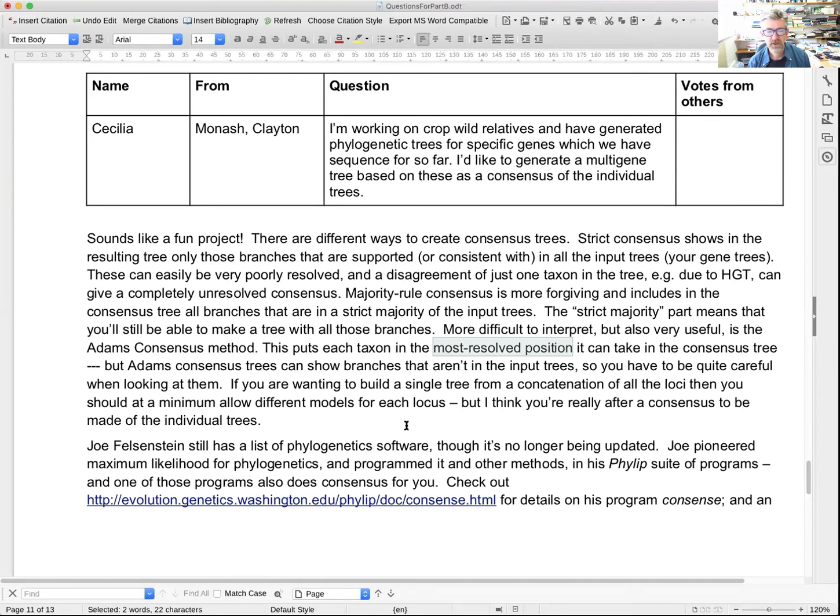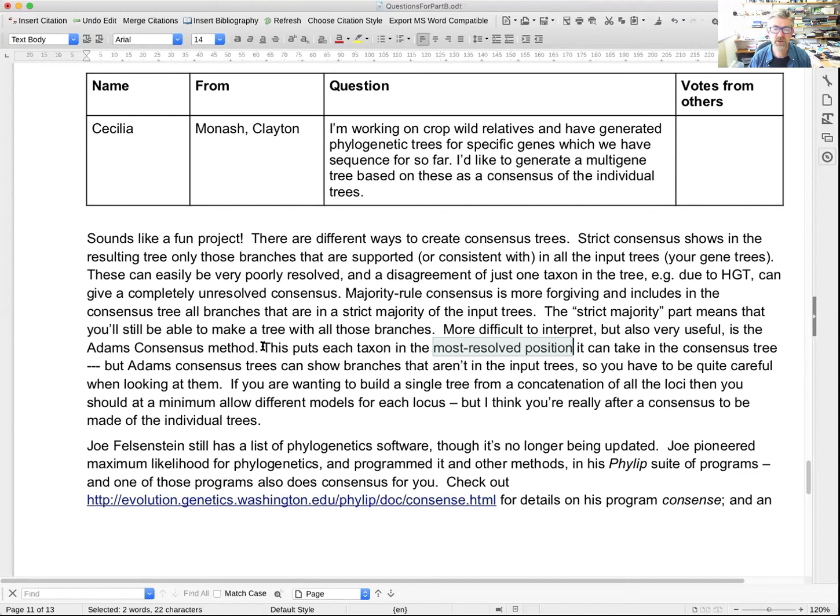So if you have some incongruence between your input trees, you might end up with an output tree from your Adams consensus that doesn't look like any of the input trees, doesn't necessarily agree with any of the input trees, but for each taxon in it, it will be the most resolved position, the furthest position it can be from the root in the output tree. It's a bit of a fiddle and it's a bit of an intellectual challenge to interpret them, so they're a bit less commonly used, but they can be pretty helpful.